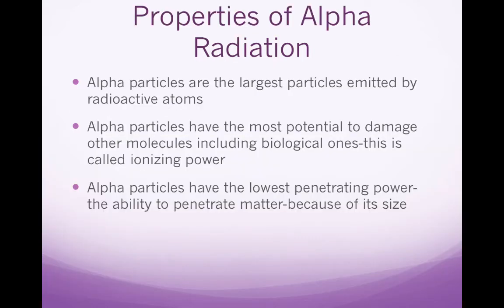So some properties of alpha radiation. Alpha particles are the largest particles emitted by radioactive atoms. So they have the most potential to damage other molecules, including biological ones. And this is called ionizing power. So they're really damaging, but since they're so big, they can't penetrate matter very easily. So they have the lowest penetrating power, which is the ability to penetrate matter, and this has to do with its size. And so a piece of paper or clothing can actually stop an alpha particle.